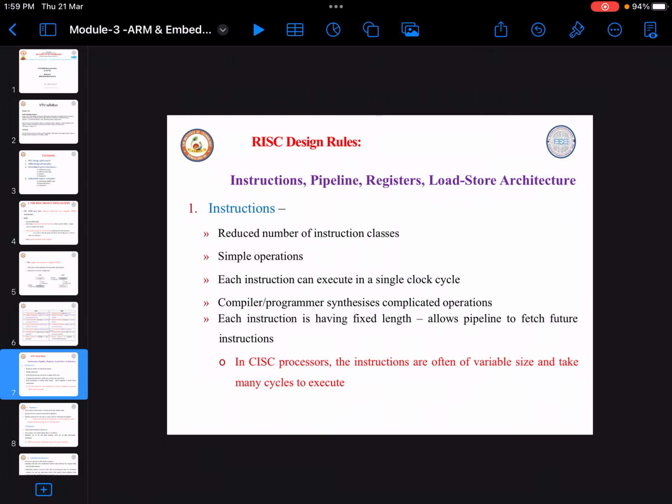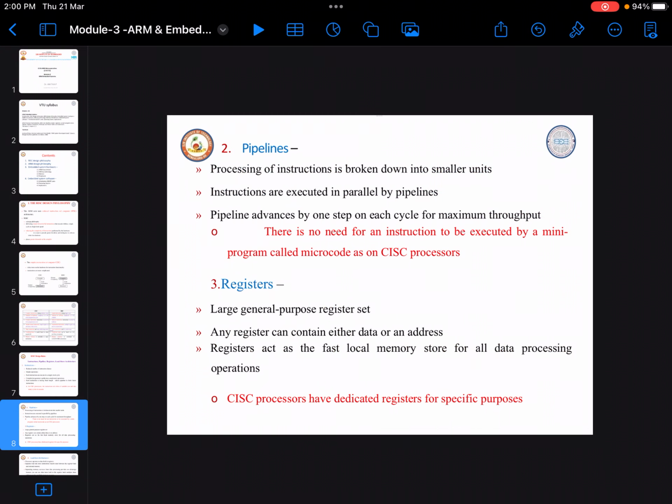So coming to the next topic, which is RISC design rules. Majorly focusing on the instruction set, the pipelining technique in RISC type, the registers which it supports, and the load store architecture. Coming to the instructions, as it is a RISC type, as already told, there is a reduced number of instructions. You have simple operations that can be performed, and most of the instructions will be completed within a single clock cycle. The compiler or programmer synthesizes the complicated operations, whereas in CISC type the instructions are of variable size and take many cycles to execute.